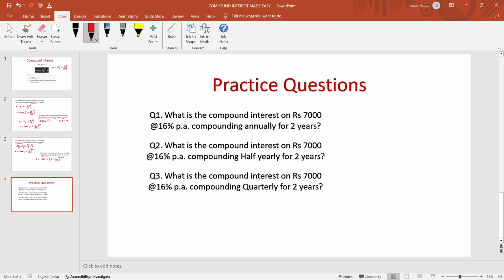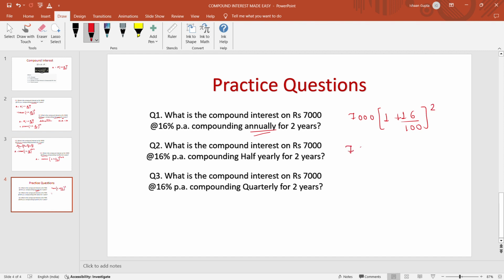So let's have some practice questions. As you can see these quickly. What is compound interest on 7,000 at 16% per annum compounding annually for 2 years? Okay, so I write the formula directly. 7,000 into 1 plus. Okay, it's compounding annually, so it will not change. 16 by 100 to the power of 2, definitely.